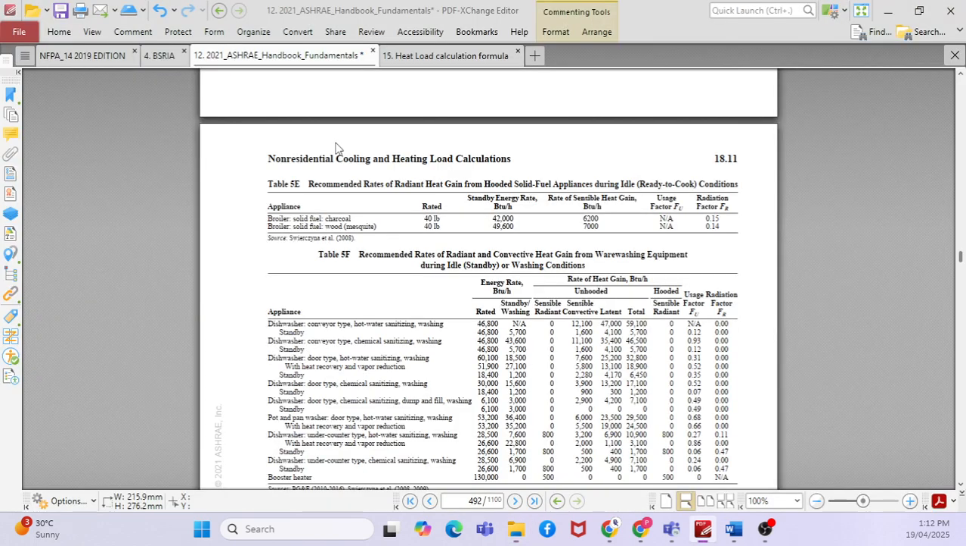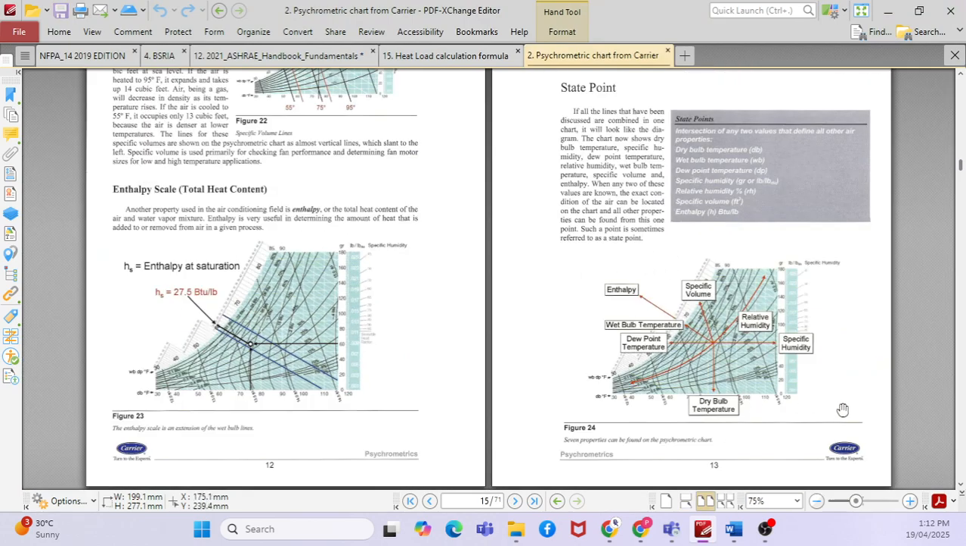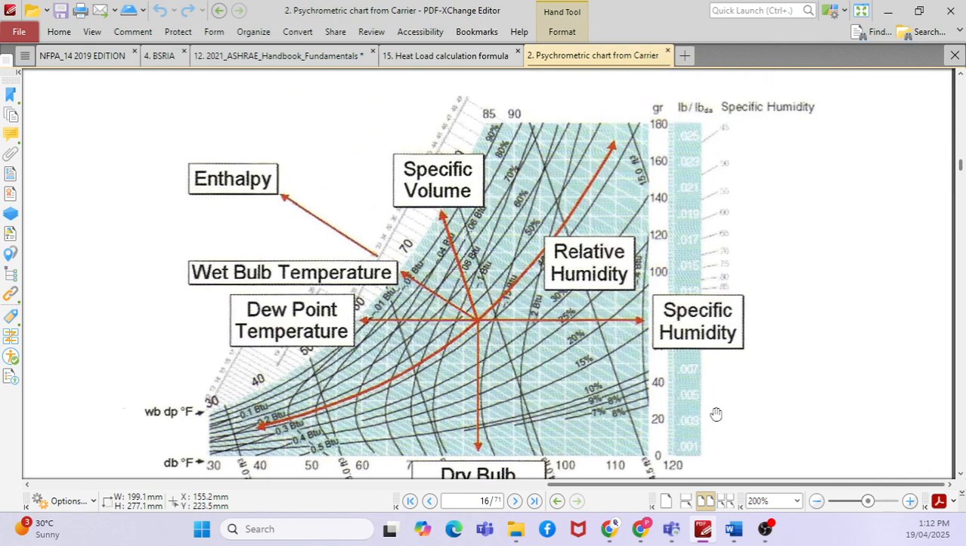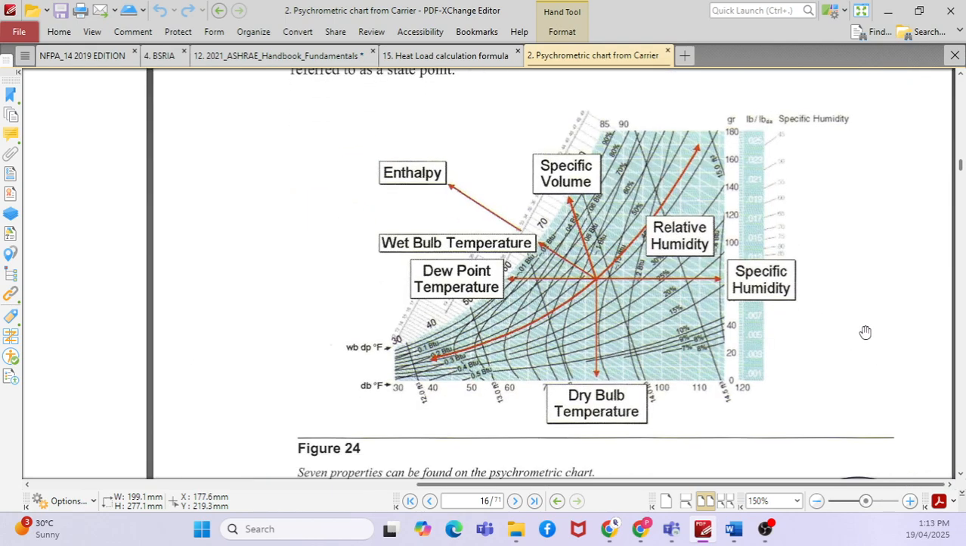If I go to, for example, Carrier, right? Can you see this? This is the dry bulb temperature. This is the wet bulb temperature. If you extend, this is the enthalpy. If you extend this line, this is the dew point temperature. At the dew point temperature, the dry bulb temperature and wet bulb temperature will be the same temperature.